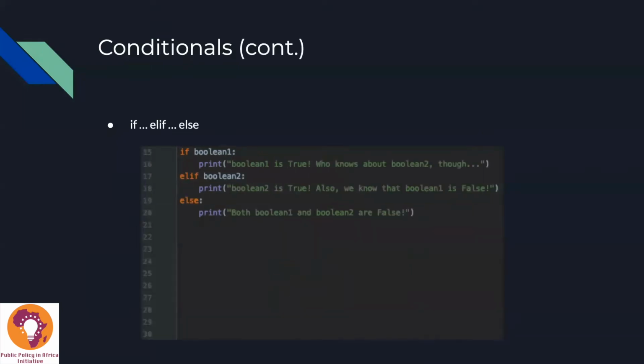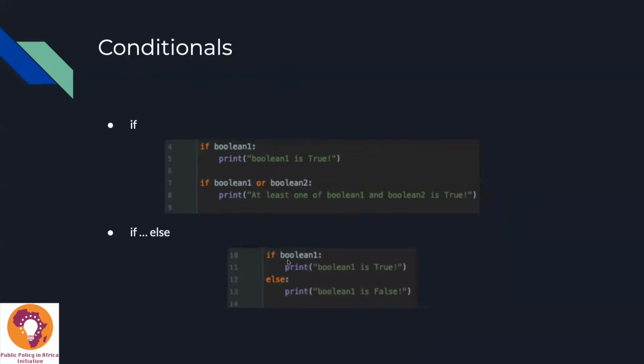So let me go back. Here on line 10, we have if Boolean 1. Let's say that the value stored in Boolean 1 is true. Then we print out Boolean 1 is true, and we skip the code that's in lines 12 and 13. So we don't print out Boolean 1 is false.